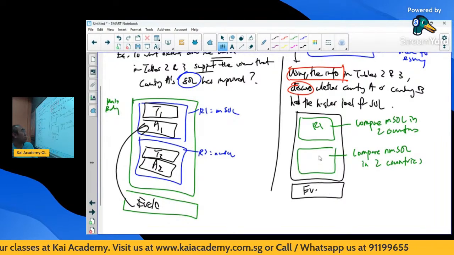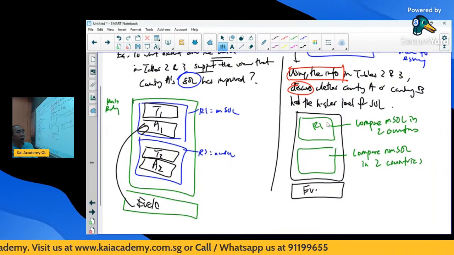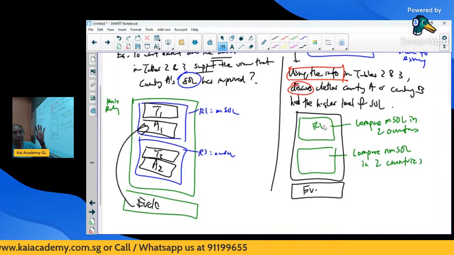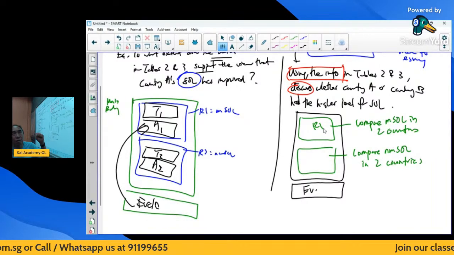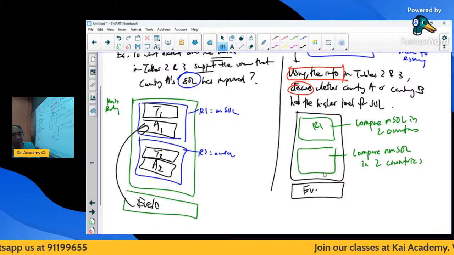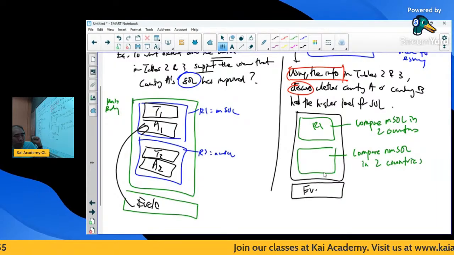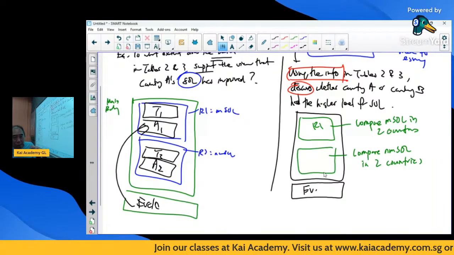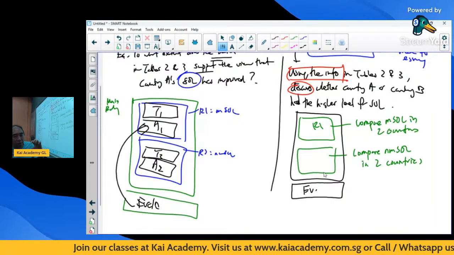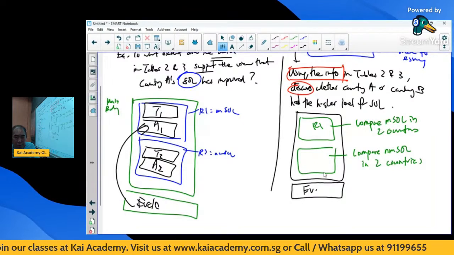So sometimes you might get a weird situation where in R1, you conclude that country A has a higher material SOL, and in R2 country B has a higher non-material SOL. Then you will have to evaluate from there whether material or non-material is more important.